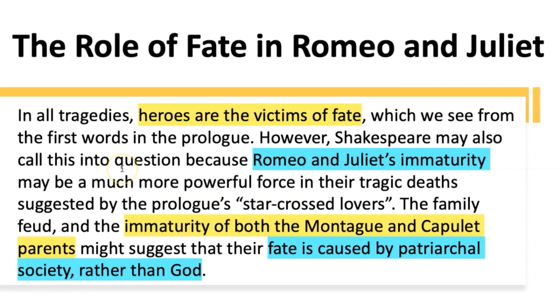Let's see what that looks like in Romeo and Juliet. Let's imagine the essay is on the role of fate. How does Shakespeare present the role of fate? In all tragedies, heroes are the victims of fate, which we see from the first words in the prologue. However, Shakespeare may also call this into question because Romeo and Juliet's immaturity may be a much more powerful force in their tragic deaths. So this is where I'm asking myself a question.